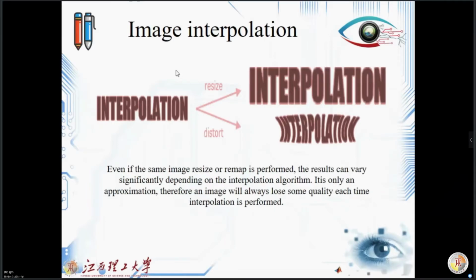If I want to say the interpolation act, this photo is very nice. Suppose the word "interpolation": if I resize it, you will see that the size of the word is changed. But if I want to distort, you will see the effect of interpolation like this. Even if the same image resize or remap is performed, the result can vary significantly depending on the interpolation algorithm. It's only an approximation, therefore an image will always lose some quality each time interpolation is performed.